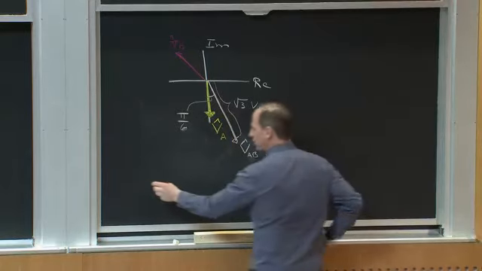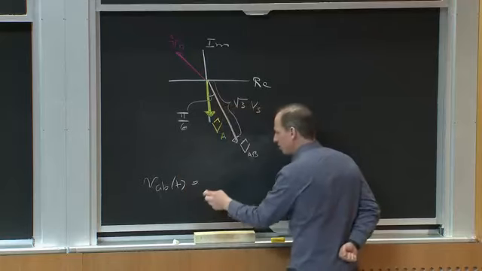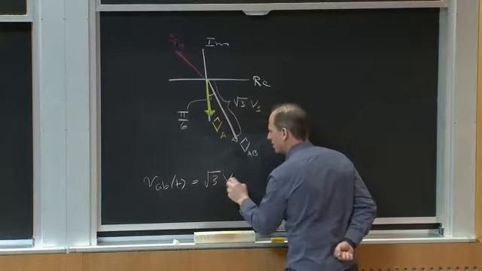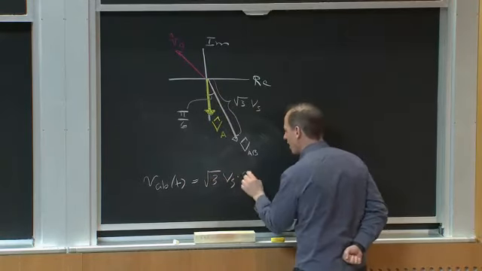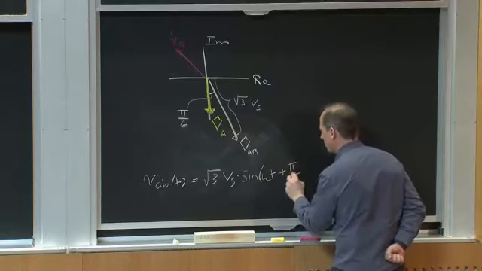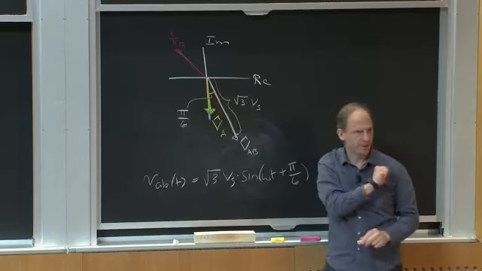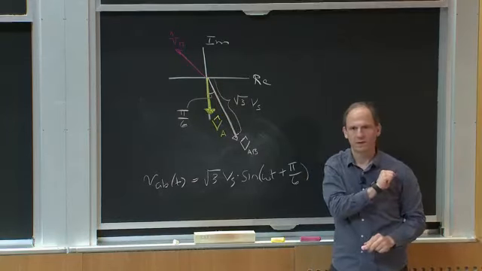So what I would get is VAB of t equals the square root of 3 VS times sine of omega t plus pi over 6, because it leads VA by pi over 6. Any questions about that?